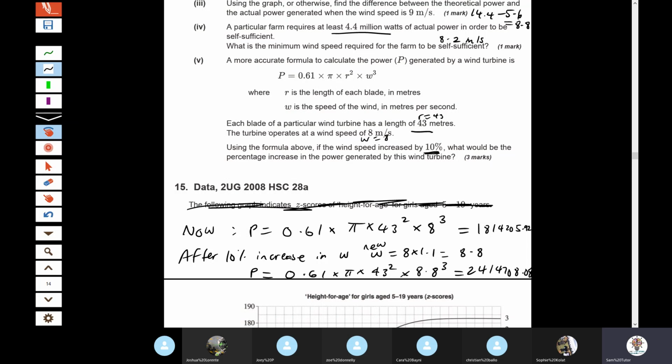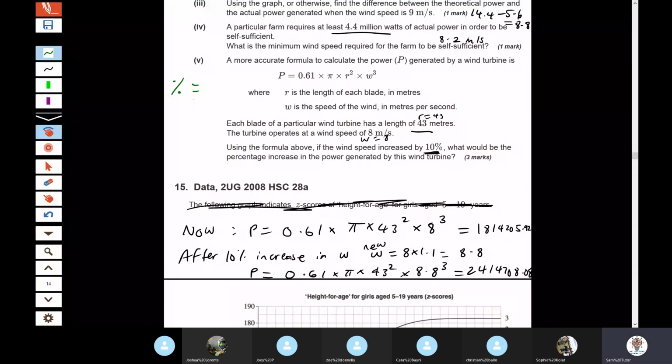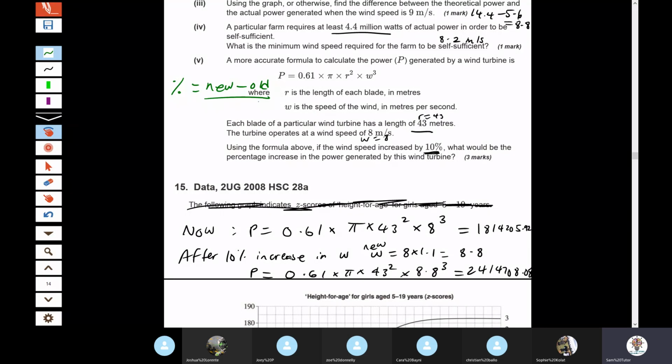14708.08. The question says, if the wind speed increased by 10%, which we just did, what would be the percentage increase in the power generated by this? So how much did it actually increase by? How do we work out percentage increases? Does anyone remember the formula? Increase or decrease? I usually label it as new. It's very close, Christian. New minus old over old times 100. You're very, very close. So what's the new? I'm just going to call this new. We'll call this old. I'm going to plug it into my calculator. Let's see what it gives us.